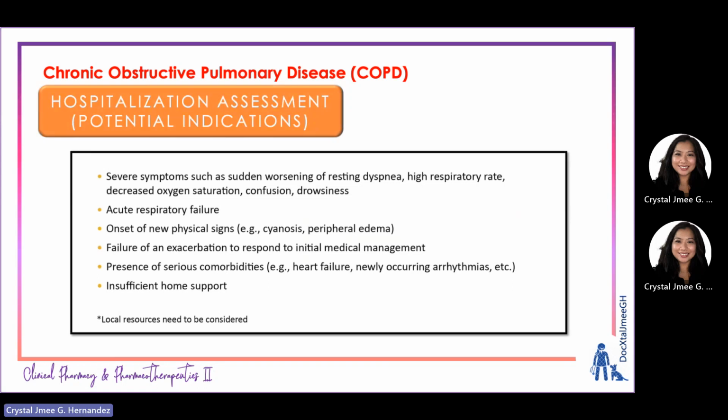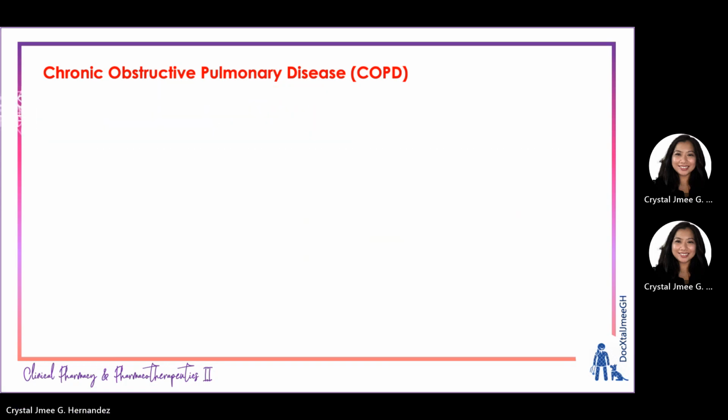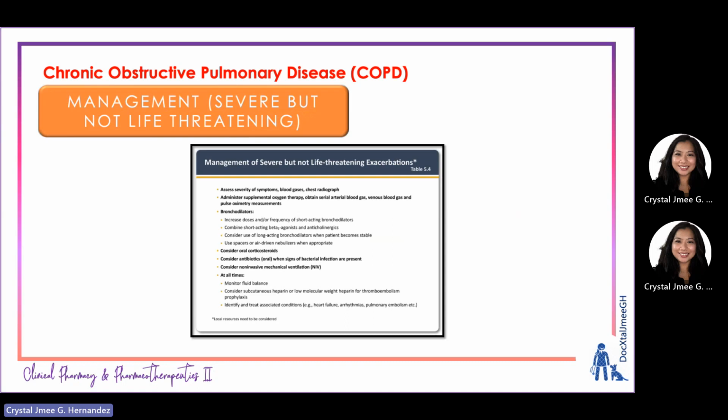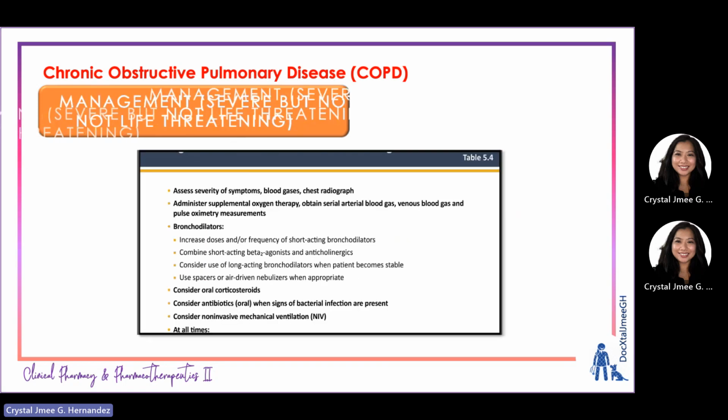So for hospital assessment and potential indications, these are the following. So I wouldn't be discussing each one because it's already highlighted here, with further examples of each entry. And then management of severe but not life-threatening exacerbation would include the following.